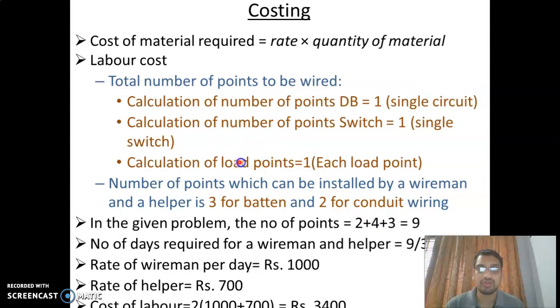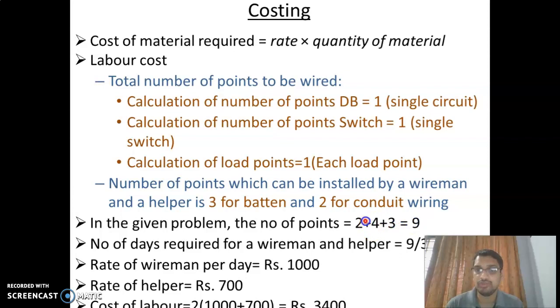Next one, calculation of load points. We consider 1 point for each load. We have 2 light points and 1 fan point, so the total load points are 3. So we add plus 3. So the total number of points in our building is 9.